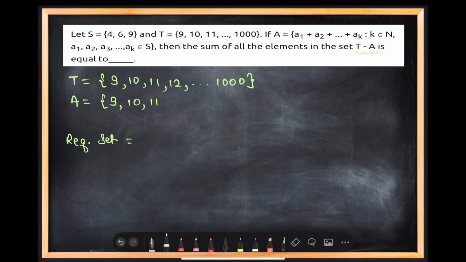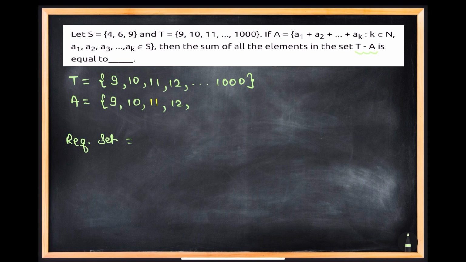Now look at this. Think about 12. Yes, I can create it. I will take a1 as 6, a2 as 6, so 6 plus 6, 12, done. Now think about 13: 9 and 4. I will take a1 as 9, a2 as 4, so 13 is yes. 14, yes: 6, 4 and 4, 14. 14 will also be there in set A.